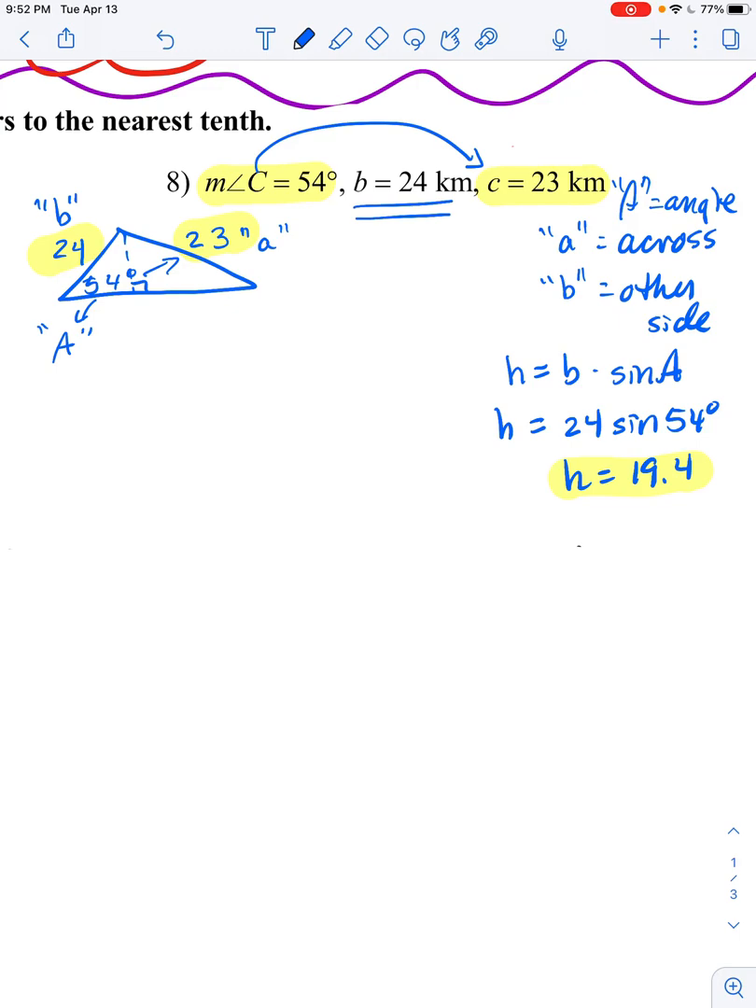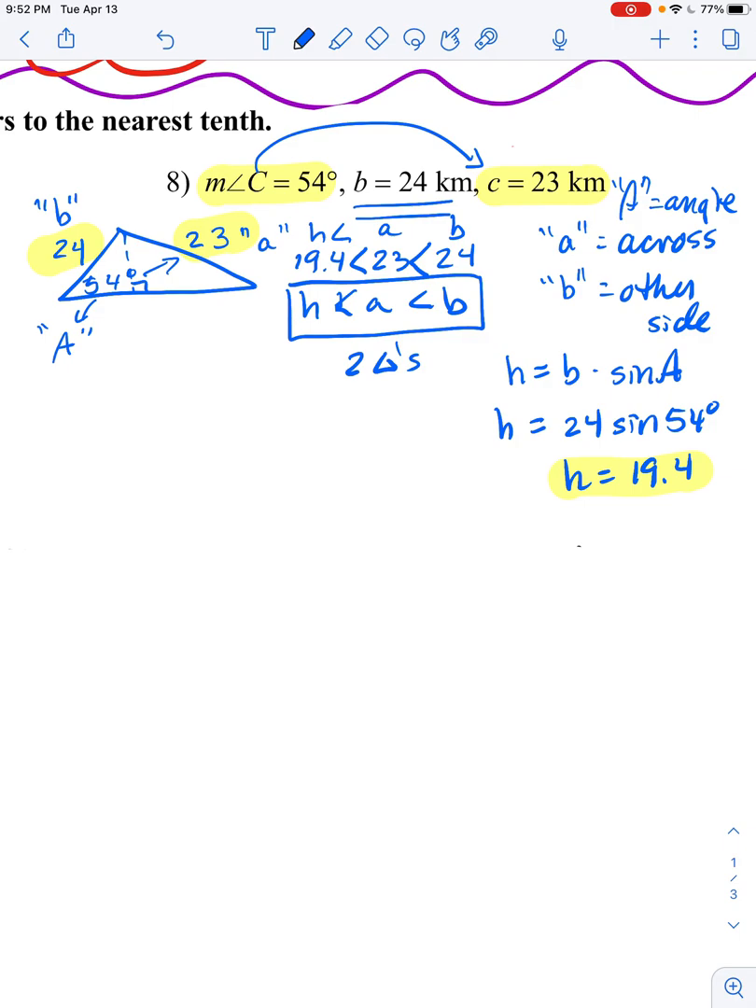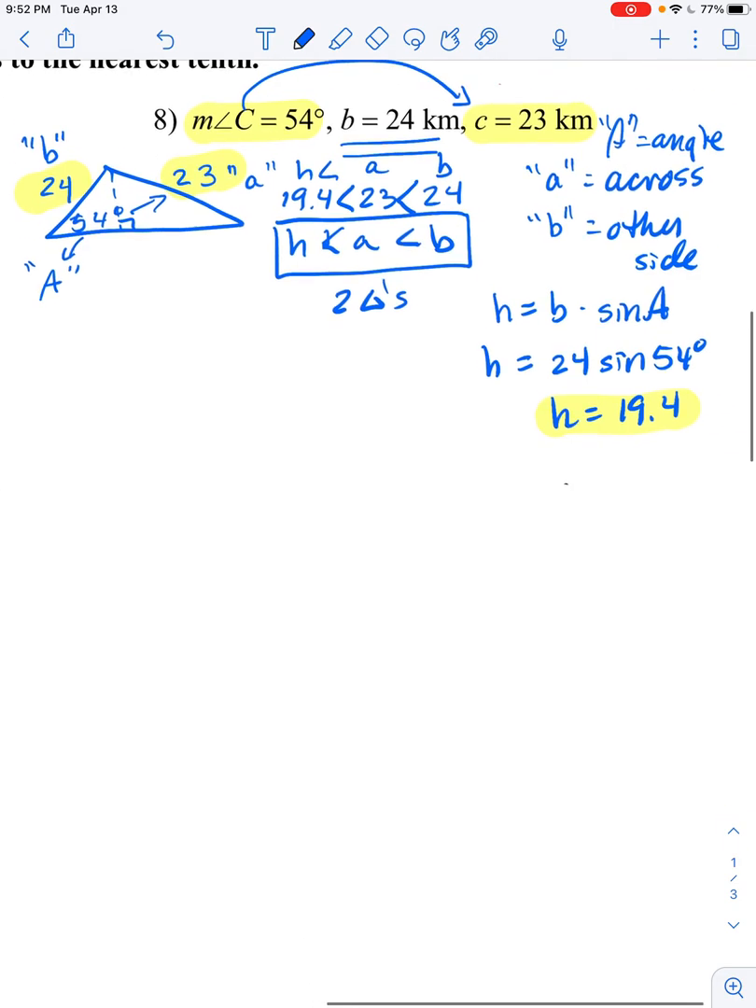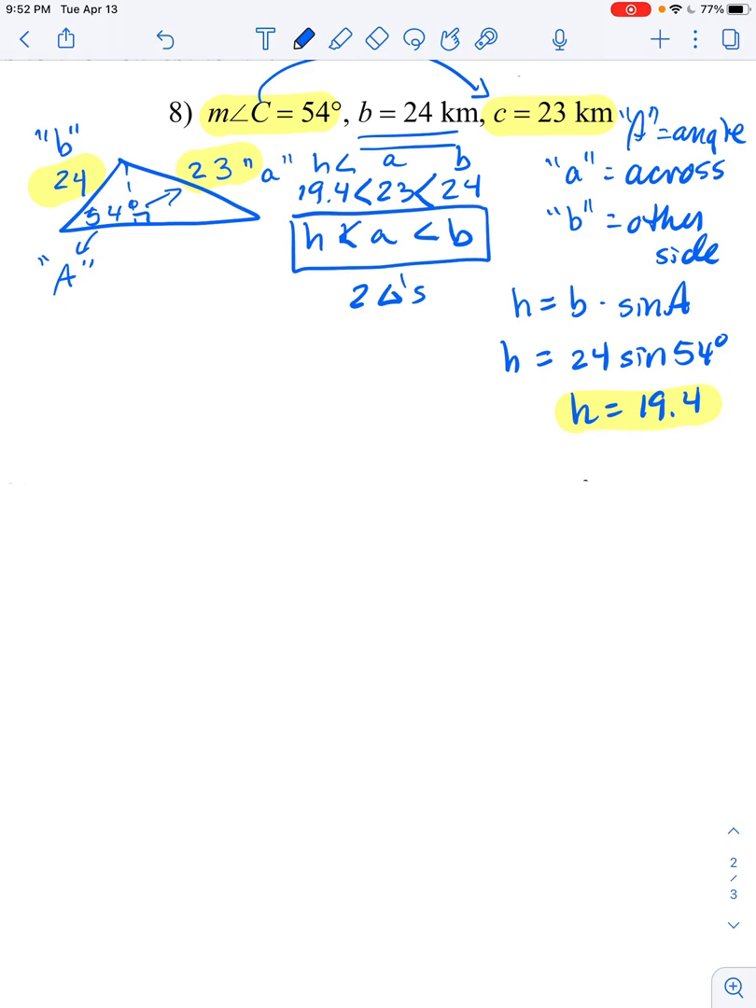So I need to compare. My A is 23. I need to compare it to B. B is 24, so clearly that's less. Now I need to compare it to H. Well, H is 19.4, which is even less. So I'm in this situation where the height is less than A, which is less than B. So that is, when I look at my notes, because I don't have to memorize everything, that's going to generate 2 triangles.